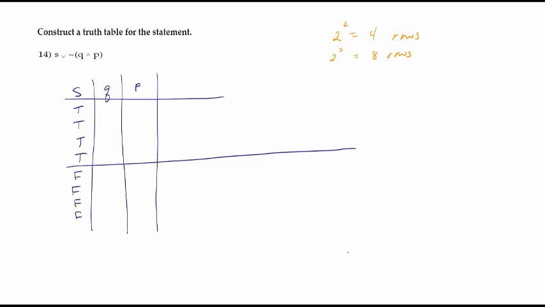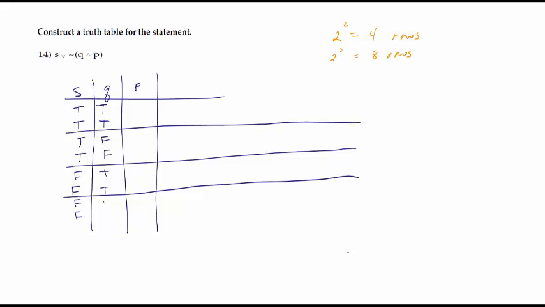Okay, now for Q, again, half these have to be true, half false, so I'm going to come up here and do 2 trues, and then 2 falses. And then I'll do 2 trues, and 2 falses.